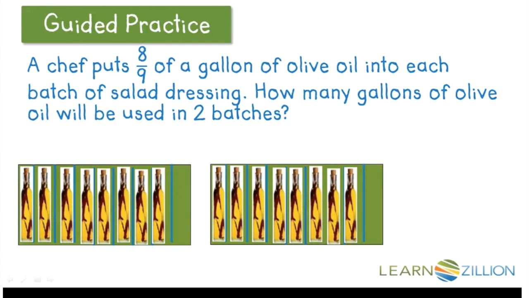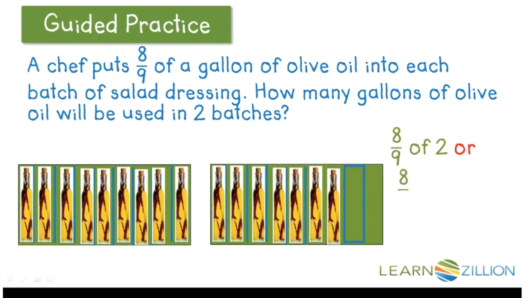Our models show us that the chef would have 16/9 gallons of olive oil for the 2 batches of salad dressing. If we combine the numerators, if we take one of the 8ths, our numerator, from the second model and add it with the first, we can see that 16/9 is the same as 1 7/9. So 8/9 of 2, or 8/9 times 2, is equal to 16/9, or 1 7/9.